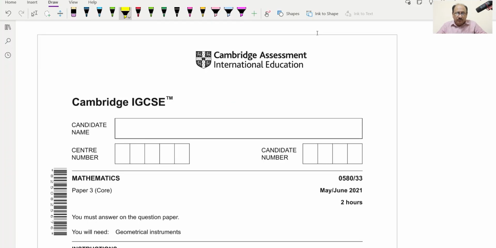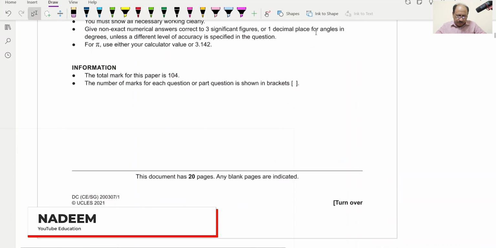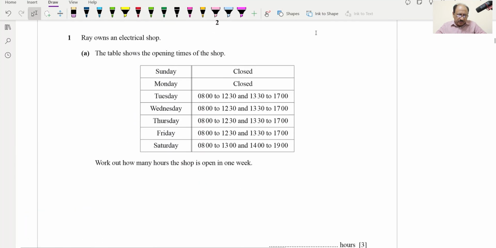Hello everyone, today we'll be going through Cambridge IGCSE Mathematics Paper 3 Core 0580/33 May-June 2021. Let us go to question number 1.